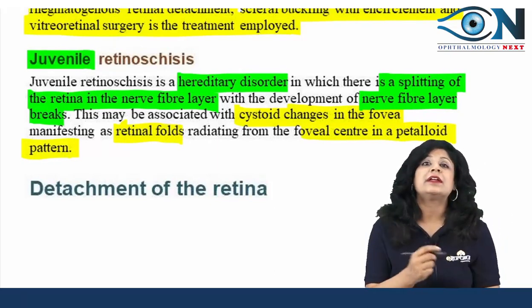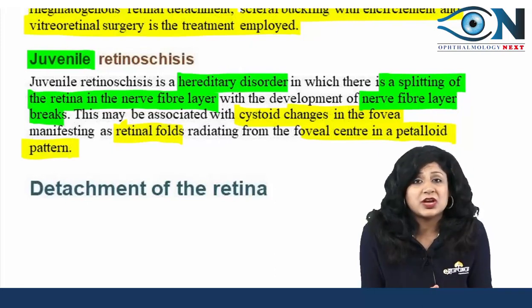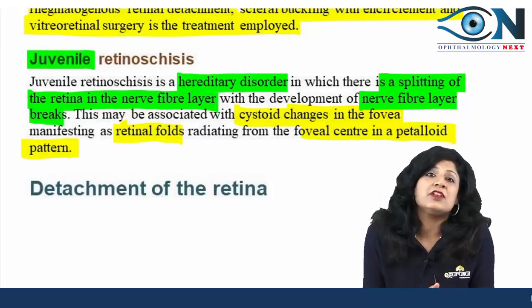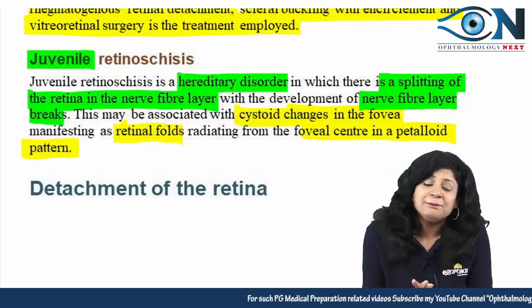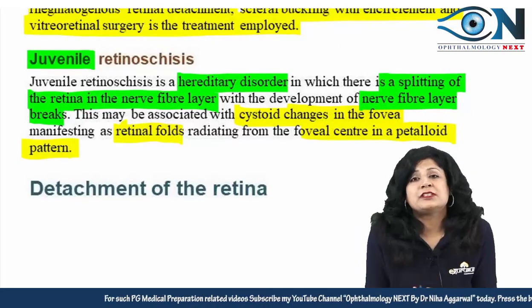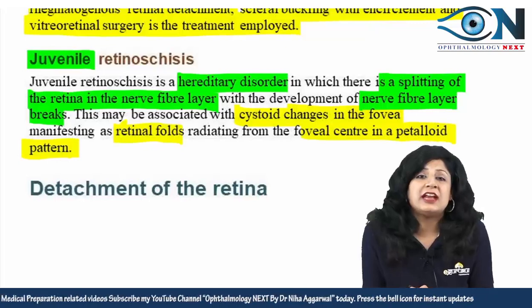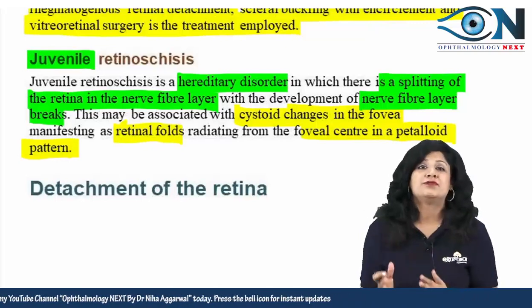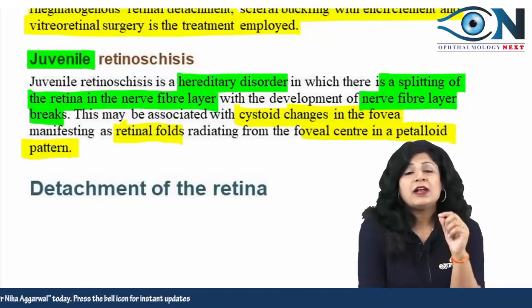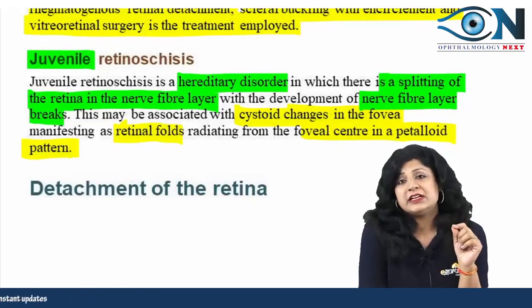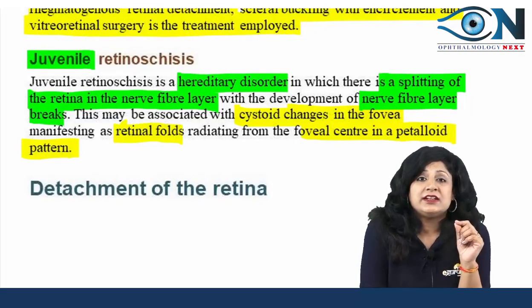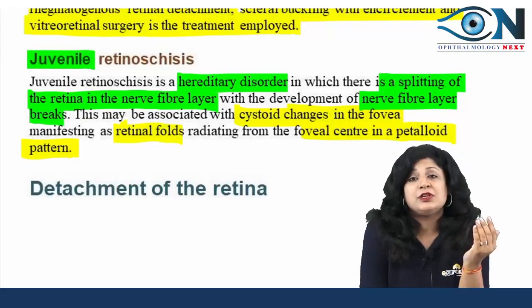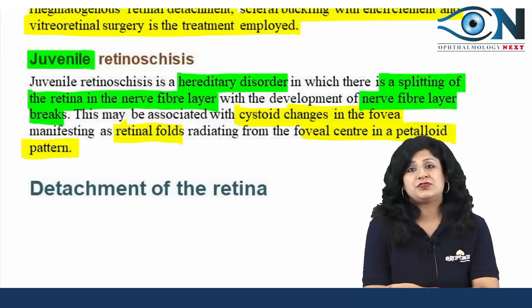So don't think that if I'm talking about the retinoschisis, it is the same for senile as well as juvenile. So it's quite different, and the definitions are very different per se. Senile is at the level of outer plexiform and inner nuclear, while juvenile is actually at the level of nerve fiber layer. So these are all actually risk factors of the retinal detachment, and you have to think about the retinal detachment risk whenever you are dealing with such retinal degenerations.